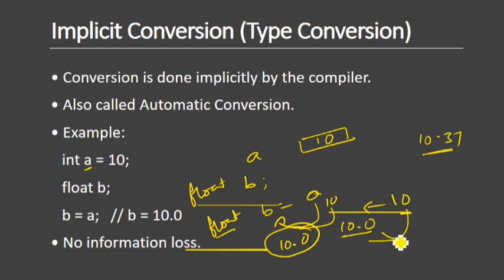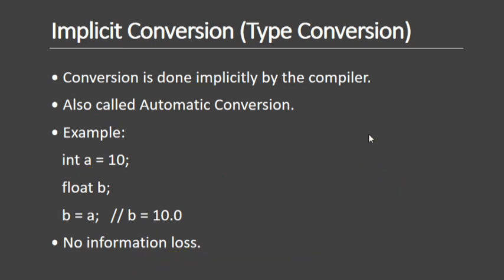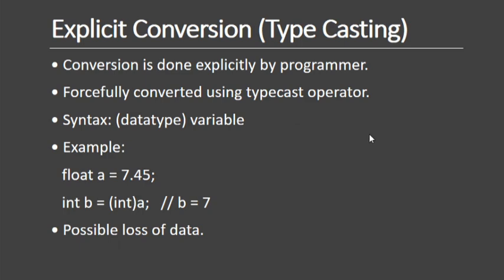So data is not lost. There is no data loss, because 10 is as it is, and only the point zero is being added. So here there is no information loss during the conversion from one data type into another data type. Now, explicit conversion, this is also called typecasting.